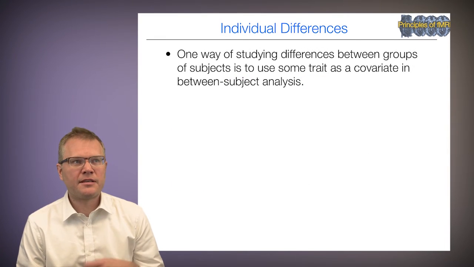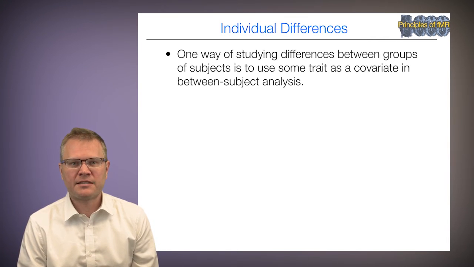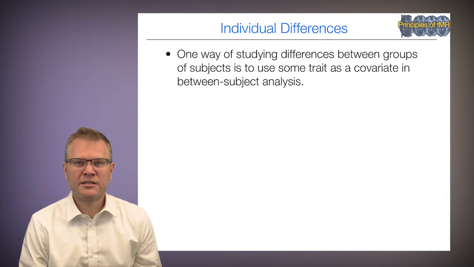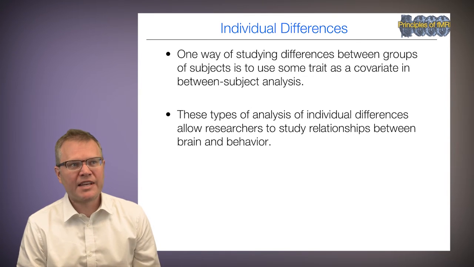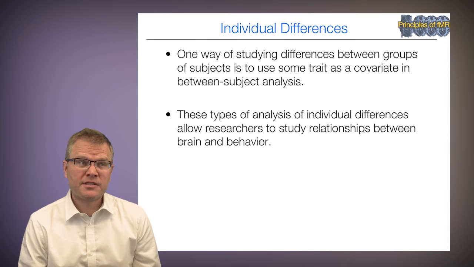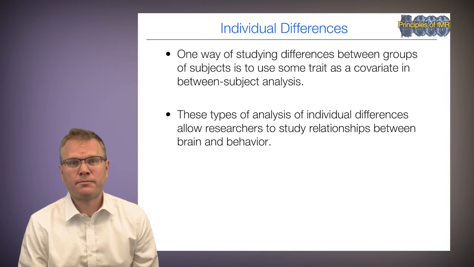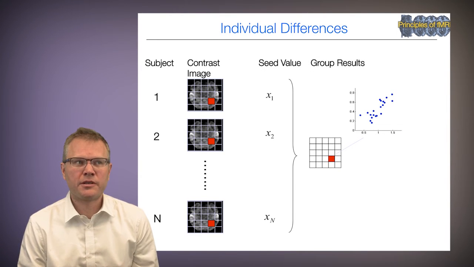So one way of studying differences between groups of subjects is to use some trait as a covariate in between subject analysis. So maybe your score on some test or some personality trait or just some general trait about the subjects in question. These types of analysis of individual differences allow researchers to study relationships between brain and behavior. So here's an example of a study of individual differences.